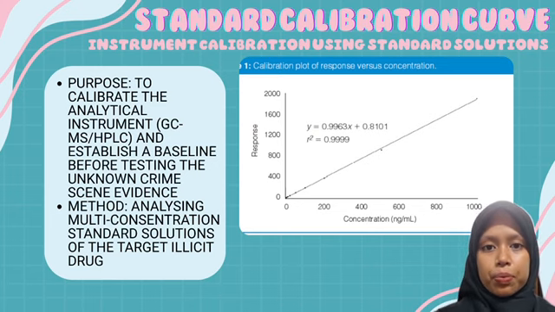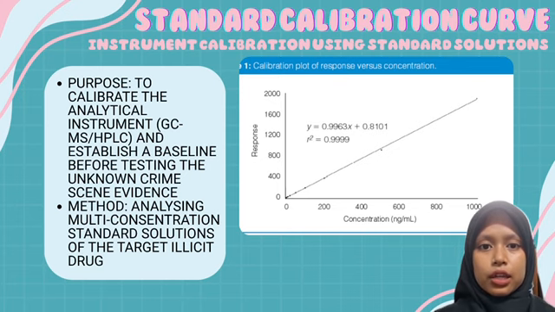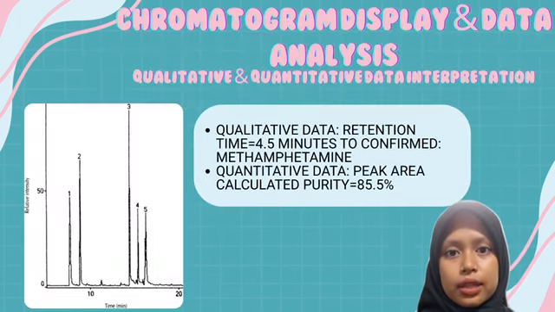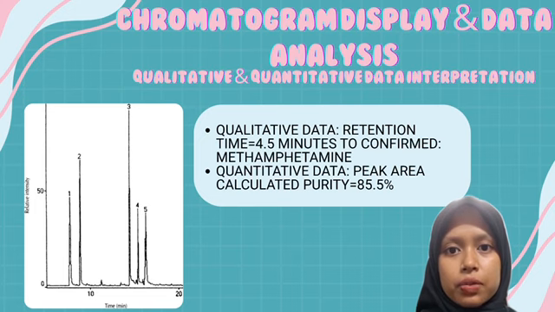This mathematically proves that our instrument is highly accurate, precise, and free from any systematic errors before we proceed with the actual evidence testing. Once the calibration is successful, we inject the mysterious sample collected from the crime scene. The instrument, in this case a GCMS, will produce a chromatogram display like this. From this single graph, we can extract two vital pieces of data.